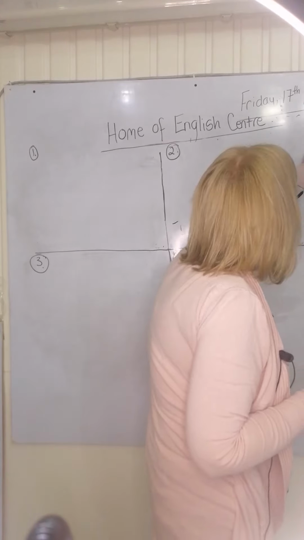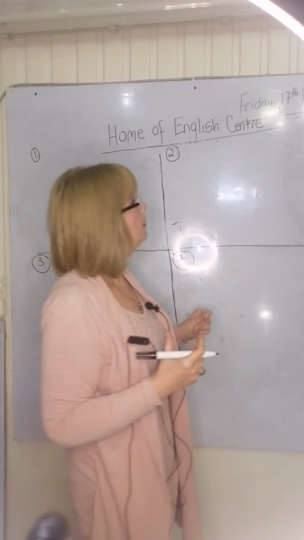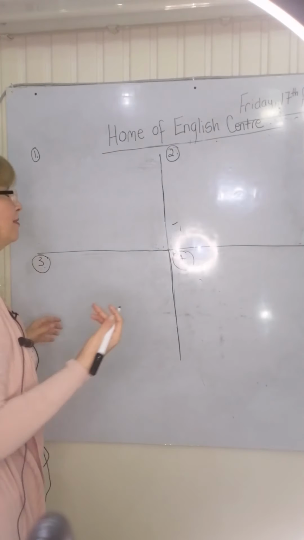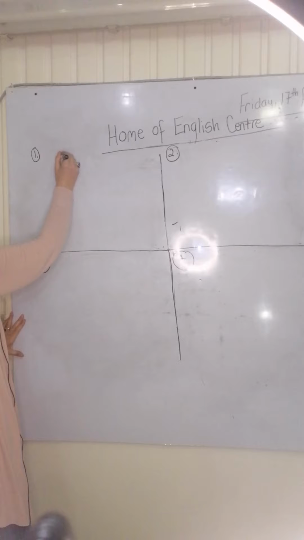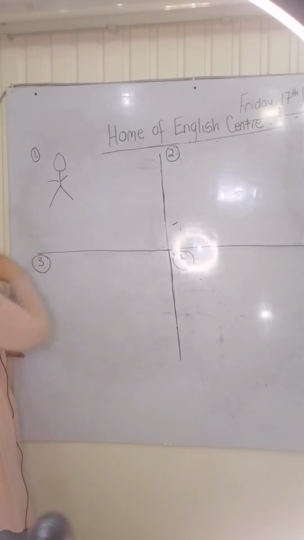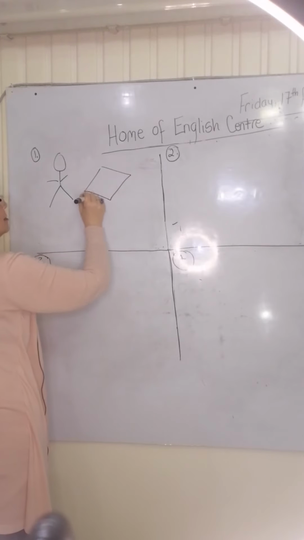Okay, so we have now finished with the people. So now we have things, and I'll explain. Here we have John. John is guiding us through everything.